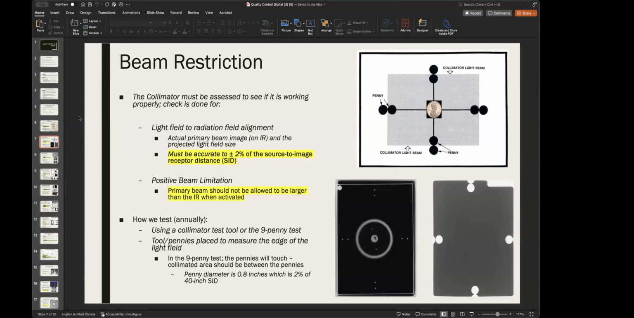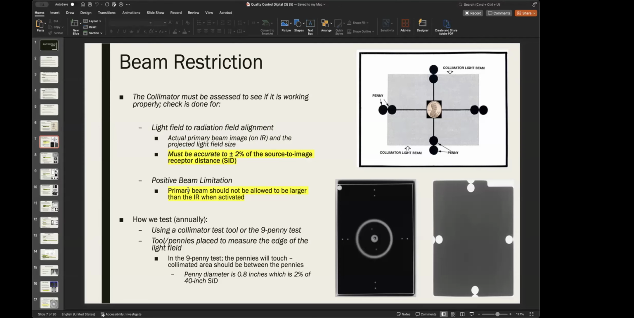And so essentially, another thing we can test here is positive beam limitation, meaning when you place a cassette into the Bucky system, that it'll only open to the cassette size, right?